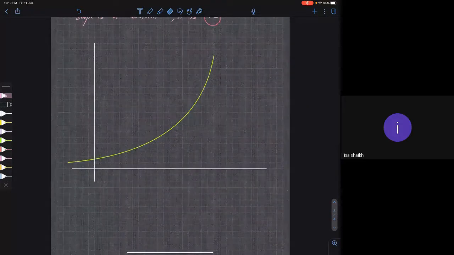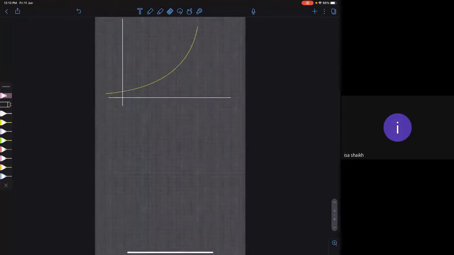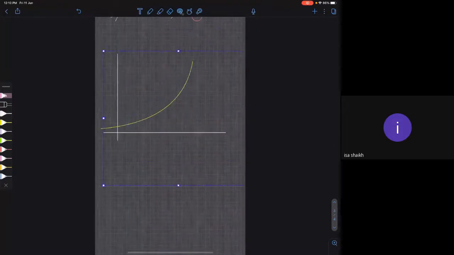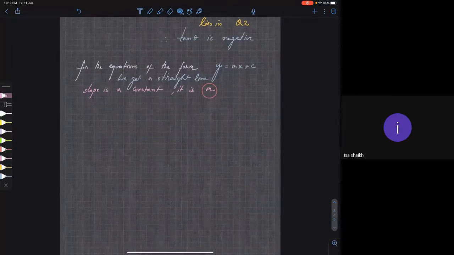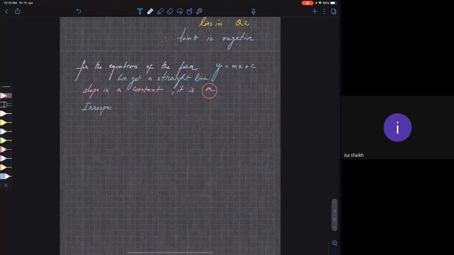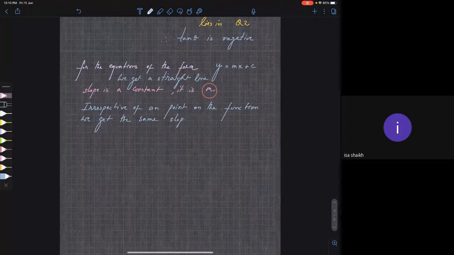Clear? Just let me make this into a different page. So till now we have a constant slope. Now, irrespective of any point on the line function, we get the same slope. Clear? You are getting my point, what I am trying to say.